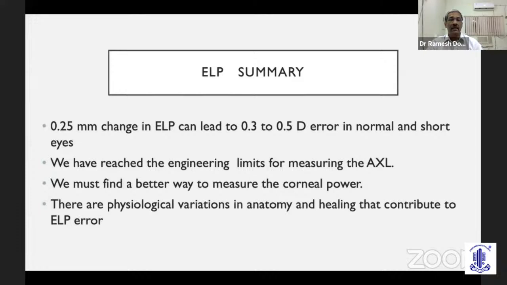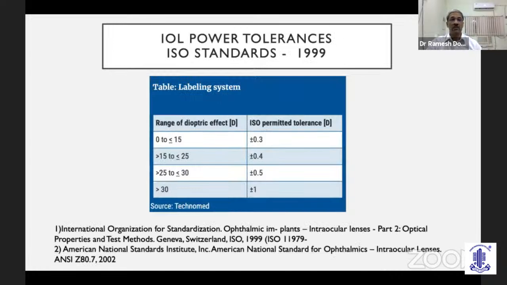In summary, a 0.25 millimeter change in ELP can lead to a 0.3 to 0.5 diopter error in normal and short eyes. We have reached the engineering limits of measuring the axial length, and we must find a better way to measure corneal power. There are physiological variations in anatomy and in healing that contribute to ELP error, and some of this cannot be taken care of by better quality instruments.